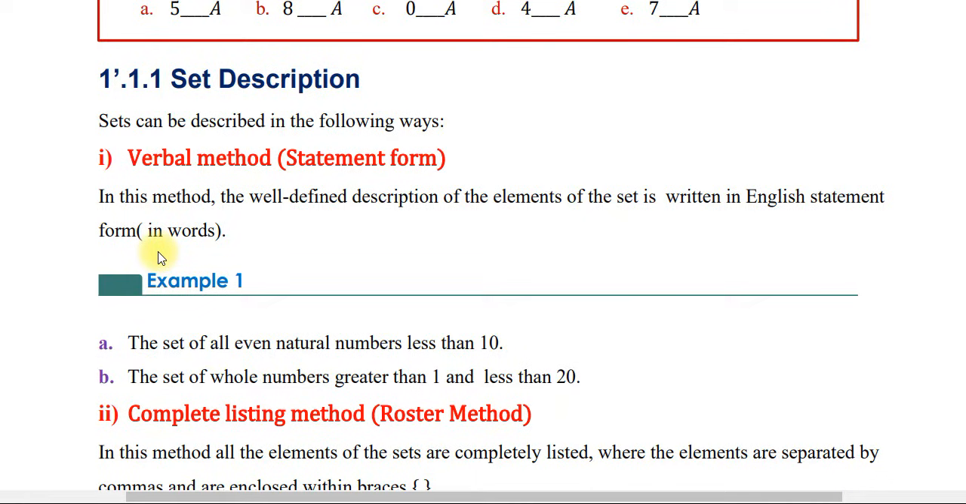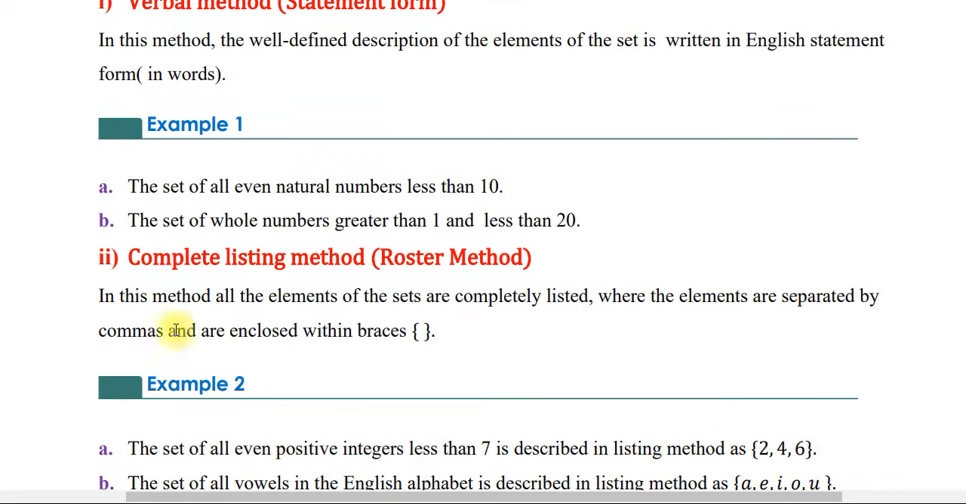For example, A: the set of all even natural numbers less than 10. Have you seen this statement? This is simply statement form, which is called verbal form or verbal method. And B: the set of whole numbers greater than 1 and less than 2n.